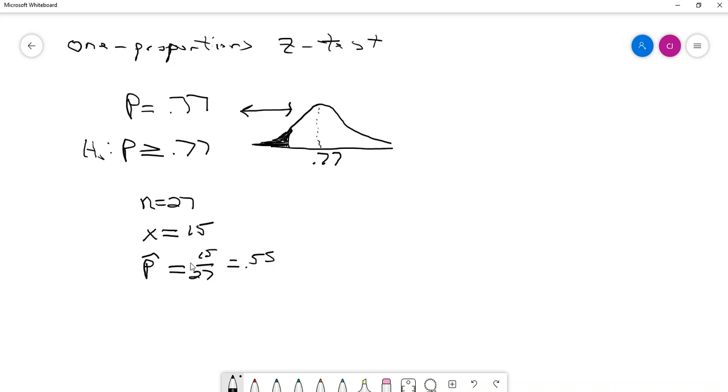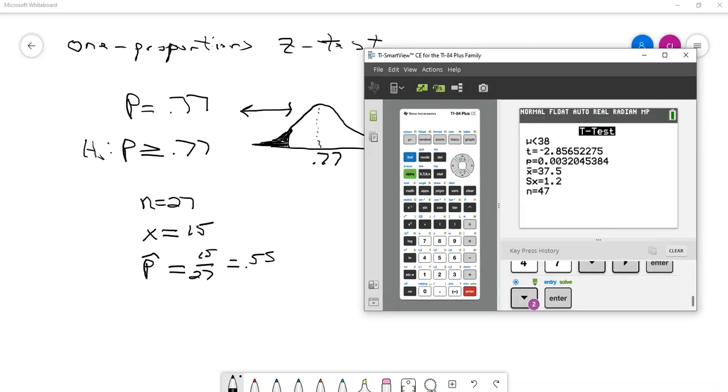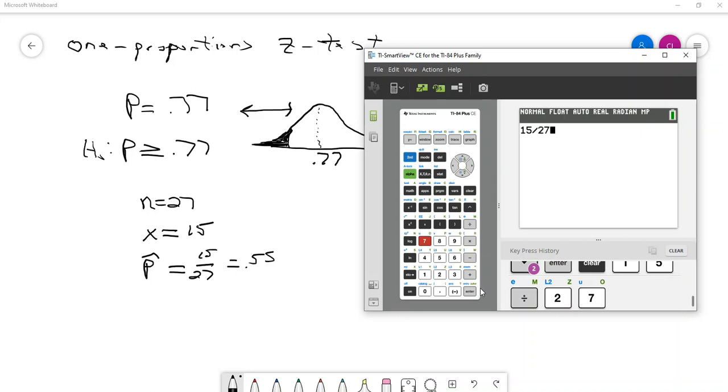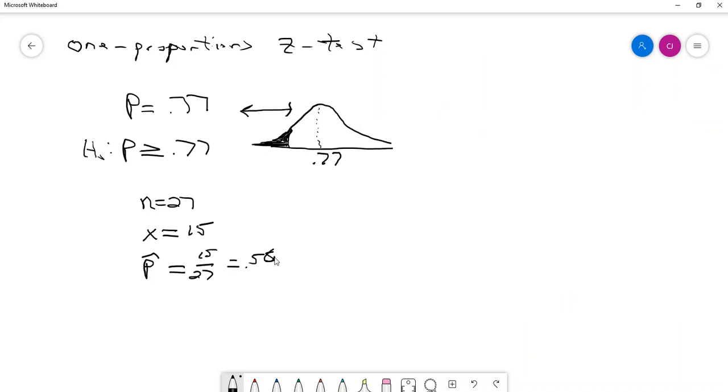So let me just pull up the calculator. Where is that? Here it is. So I'm going to clear this, and 15 divided by 27, just to double check this. Yeah, 0.555. I guess we could say 0.56. We could round this one up. Okay, so 0.56.